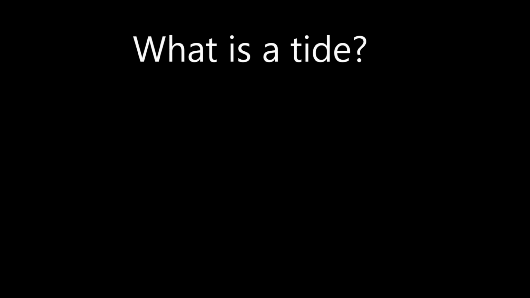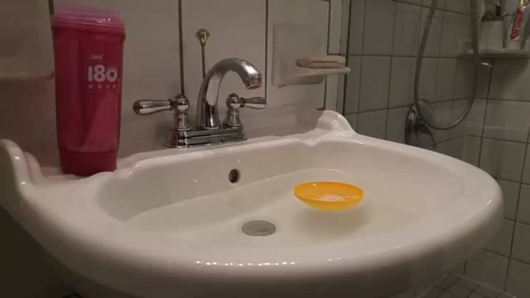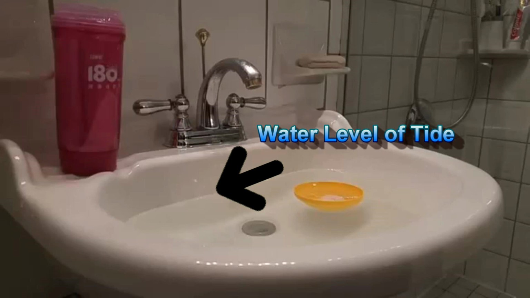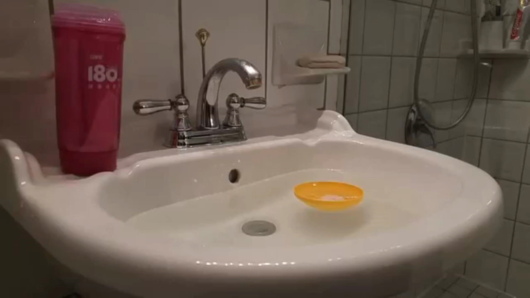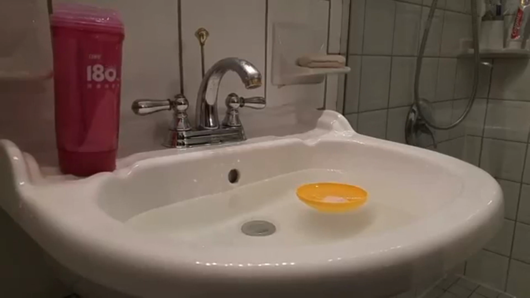Before we can get into the presentation, let me tell you what a tide is first. A tide is the rise and fall of water levels during the day. This is an artificial ocean we created using my sink. The different water levels within the sink represent the tides. This is the tide pool with fishes within it, and this is the building.